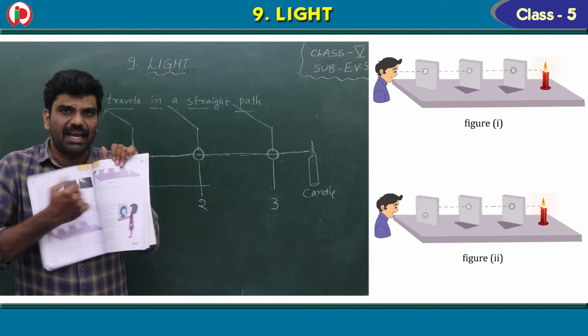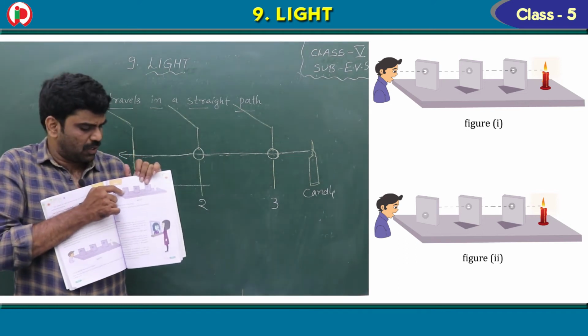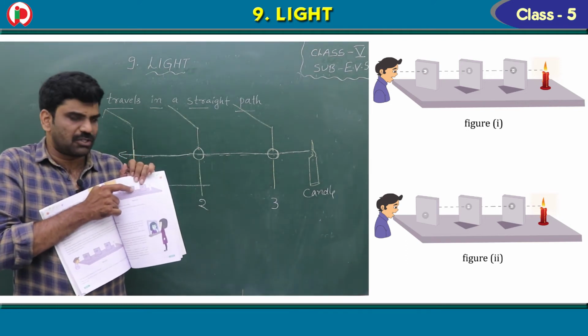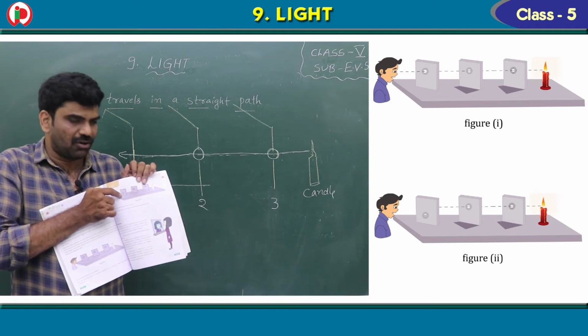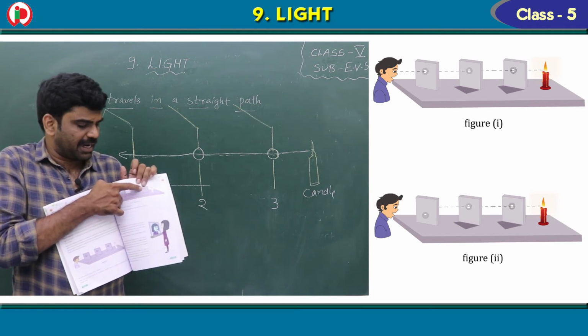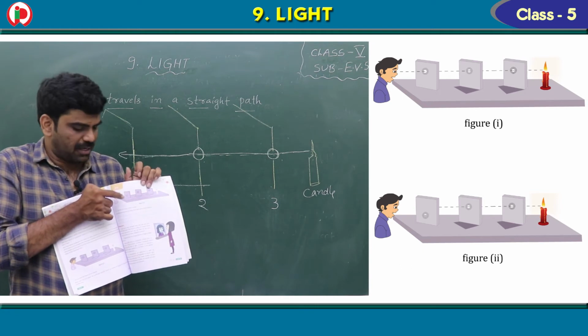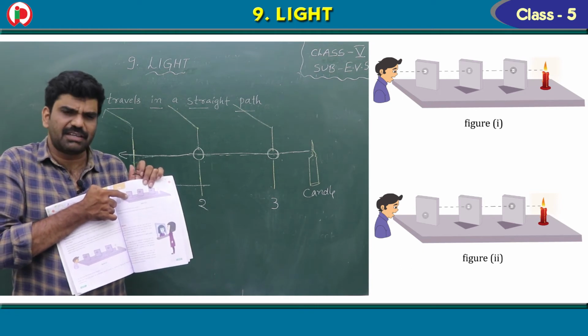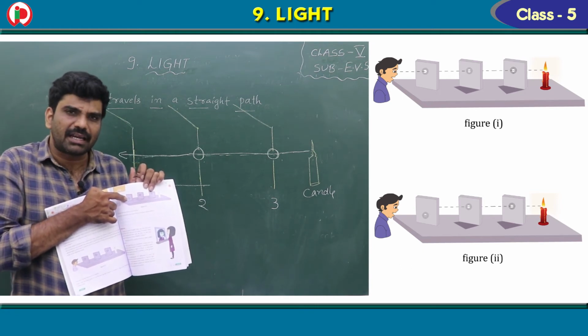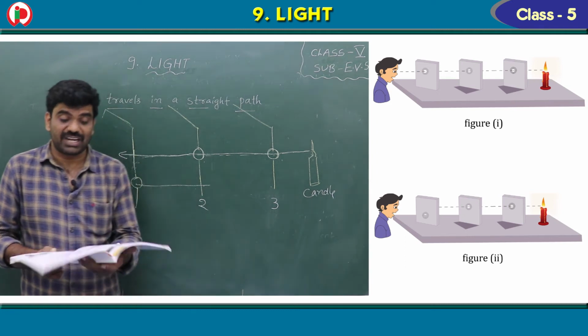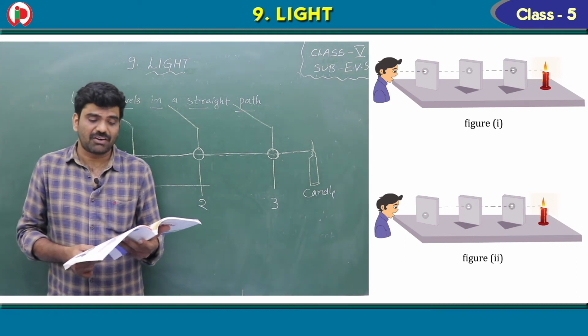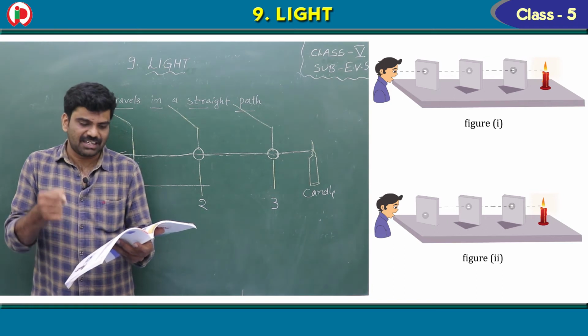In the second figure, see, the hole is not exactly opposite to the other 2 cardboards. The hole is down, so we can't see. Why? Because the candle light is coming in this position and our eye is in this position. We can't see. From this experiment, it is clear that light travels in a straight line. So write your conclusion. Yes, light travels in a straight line.